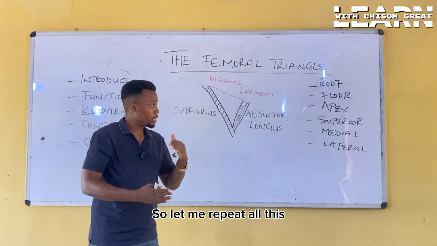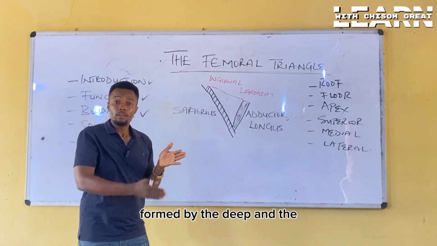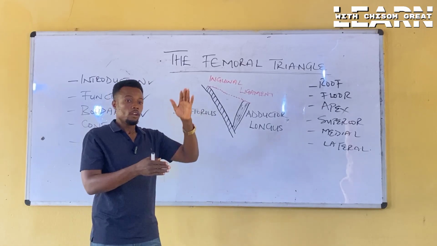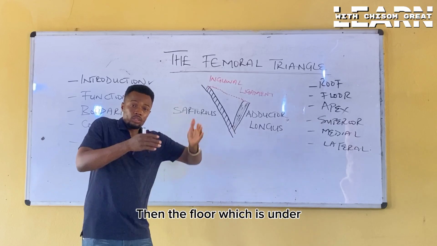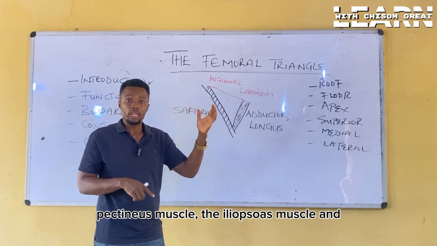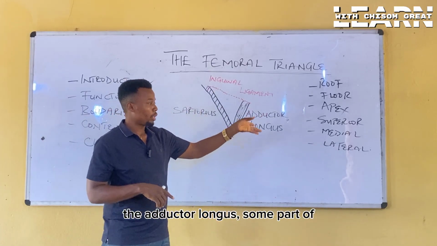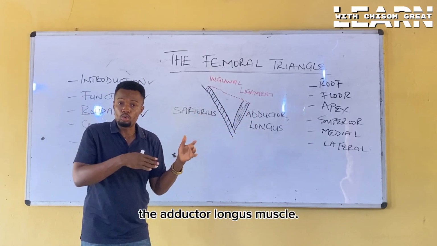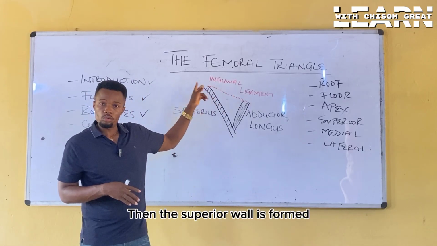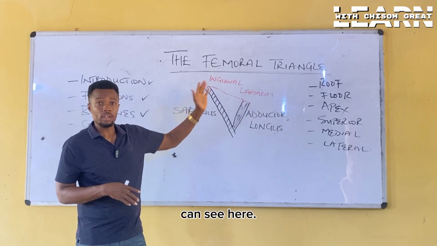So let me repeat all this starting from the roof. I said that the roof is formed by the deep and the superficial fascia and the skin. Then the floor, which is under the triangle, is formed by the pectineus muscle, the iliopsoas muscle, and some part of the adductor longus muscle. Then the superior wall is formed by the inguinal ligament, as you can see here.